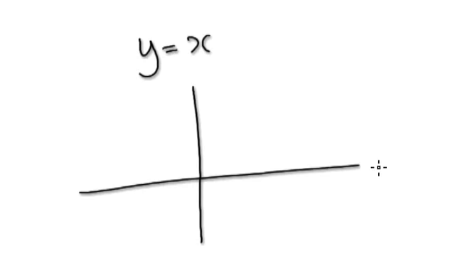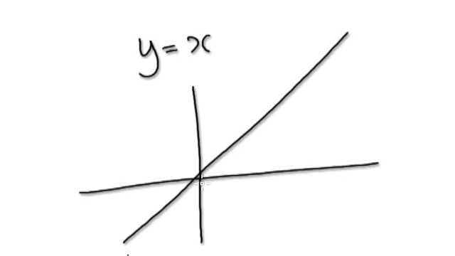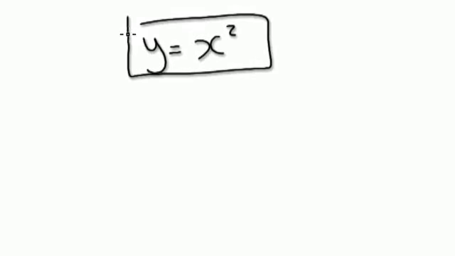If you try to draw a graph of y equals x, it would look something like this. It would be a straight line like this, going through the origin. Now, the question in this video is, what is a graph of y equals x squared? What does it look like? You see, when you don't know something, try and investigate.